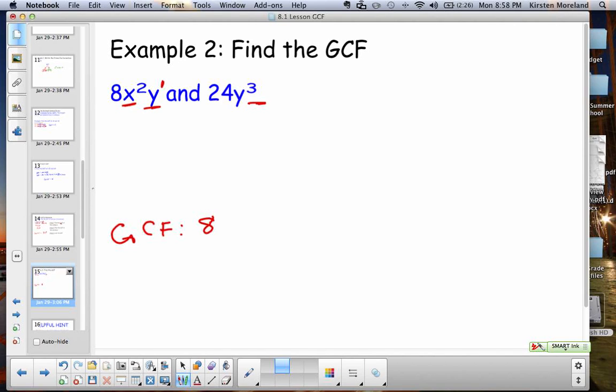This one has a y to the first and this one has a y to the third. Remember, you pick the smaller exponent, so it's just y to the first that they have in common, because this one only has one y and this one has 3. All they have in common is one of them though.